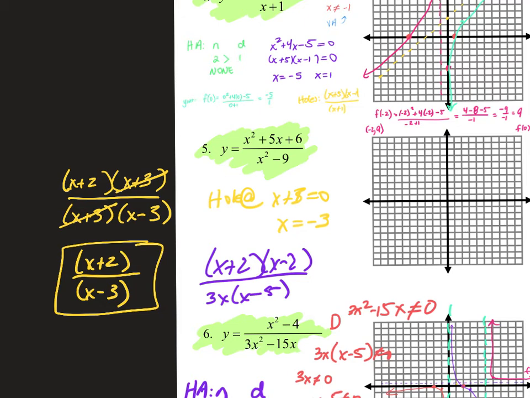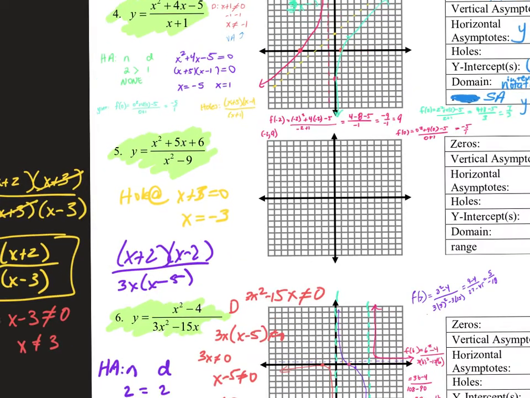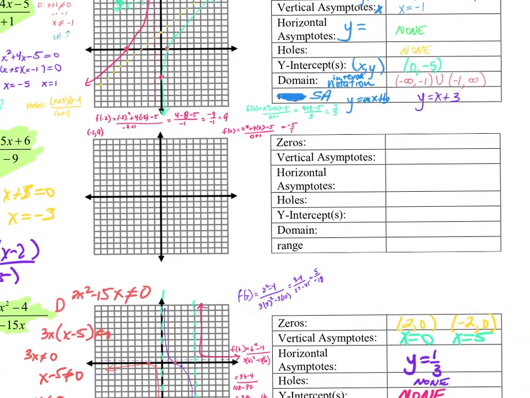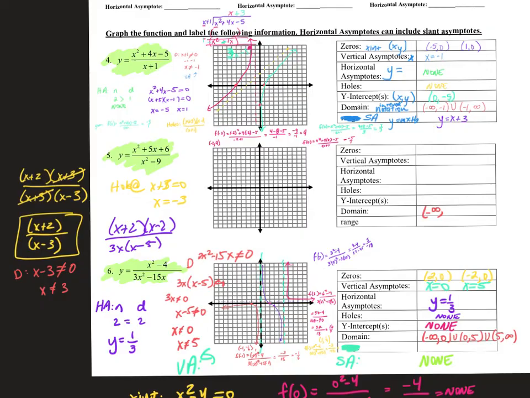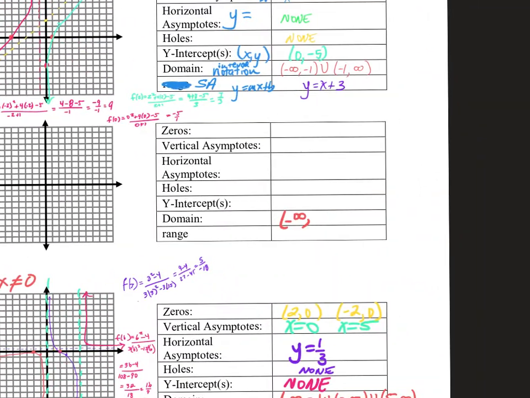So if you were going to find the domain, you would set the denominator not equal to 0, so x minus 3 cannot be 0. So your domain is every number in the world except for 3. So we would write that our domain is negative infinity to 3 union 3 to infinity. Domain goes hand in hand with our vertical asymptote. So you'd have a vertical asymptote at x equals 3.